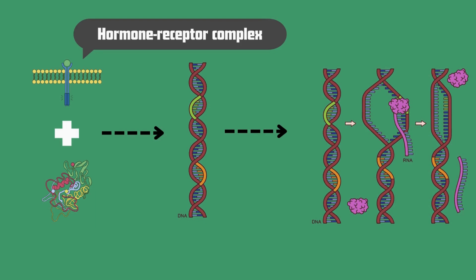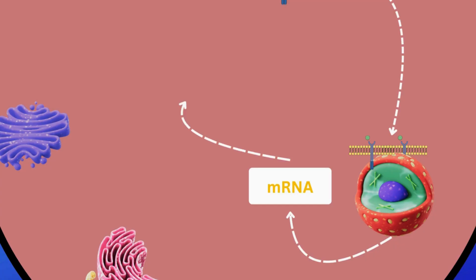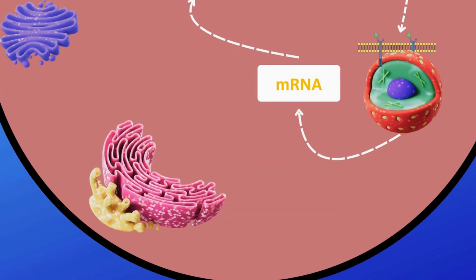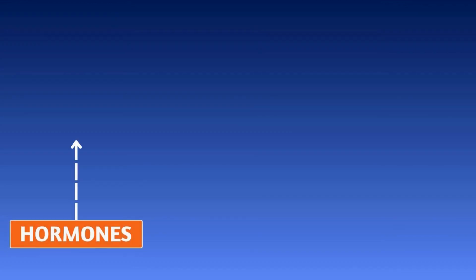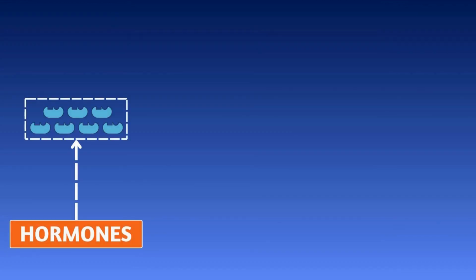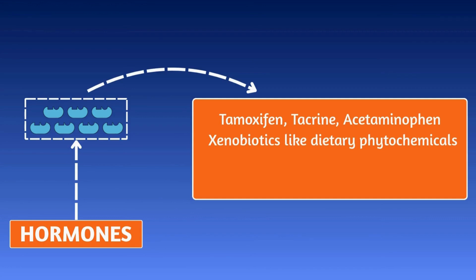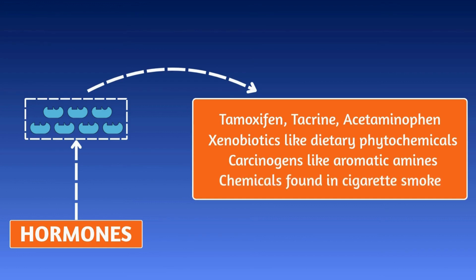This triggers mRNA production, which later translates into cytochrome P450 enzyme. These enzymes are then sent to the membranes of the endoplasmic reticulum, where they metabolize drugs and other chemicals. These hormones increase enzymes like cytochrome P450 levels. These enzymes act on drugs like tamoxifen, dacarbazine, acetaminophen, and xenobiotics like dietary phytochemicals and carcinogens like aromatic amines produced in cooking and chemicals found in cigarette smoke, and produce the enzyme inductive effect.